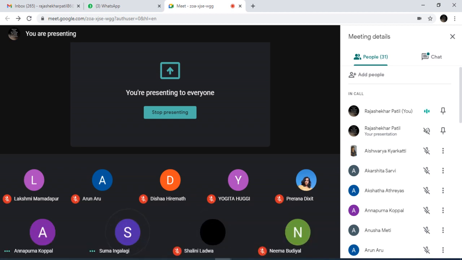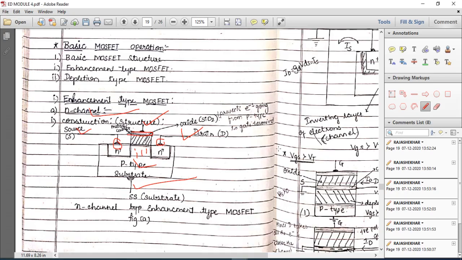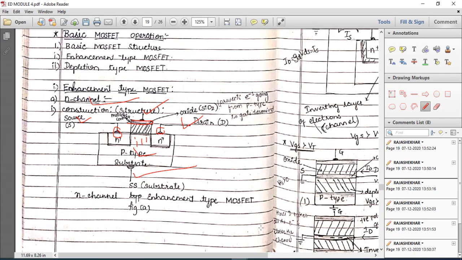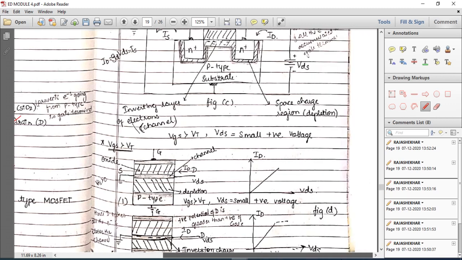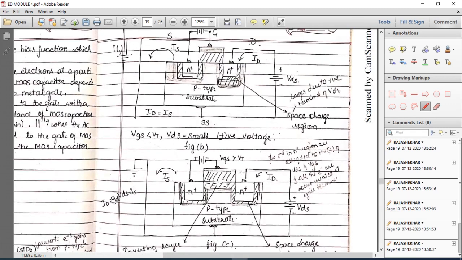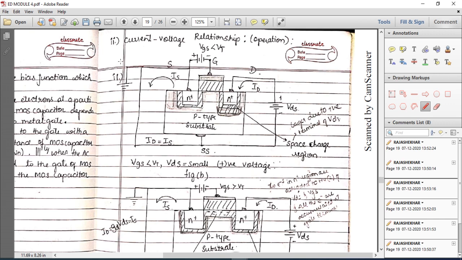Okay, fine. So now I will move on to the next part, that is the operation part, meaning how I am going to operate this and what are the voltages required to operate this MOS structure, the N-channel MOSFET. So now we move on to that. So this is the current voltage relationship, we call it operation also.